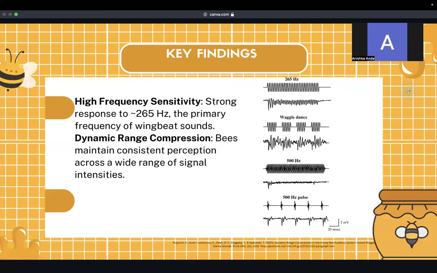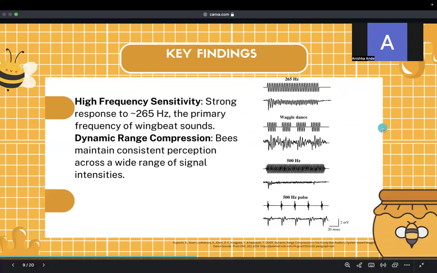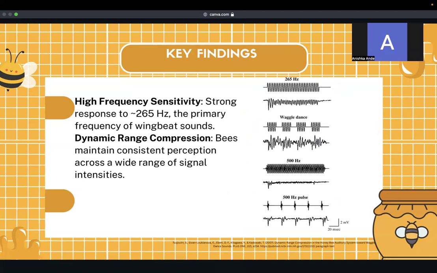But I still wanted to include it because it had some interesting information. Now going back to this one, the key findings of the study are high frequency sensitivity, with a strong response to the 265 hertz, which is the primary frequency of wing beat sounds. And there's also dynamic range compression, where bees maintain consistent perception across a wide range of signal intensities. We'll look into what each of these mean in just a second.